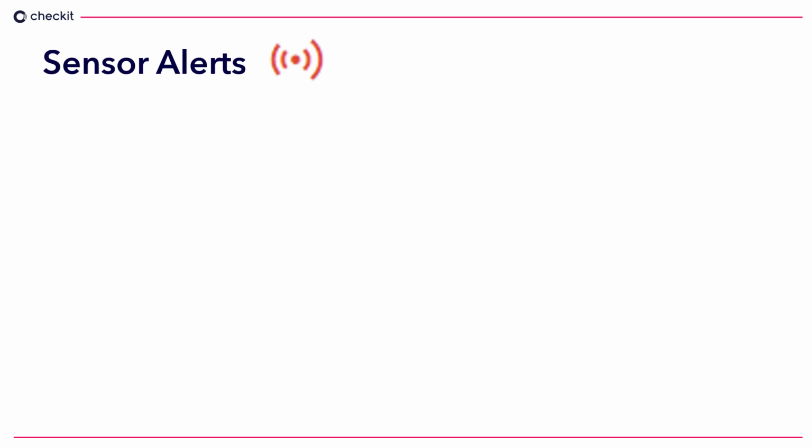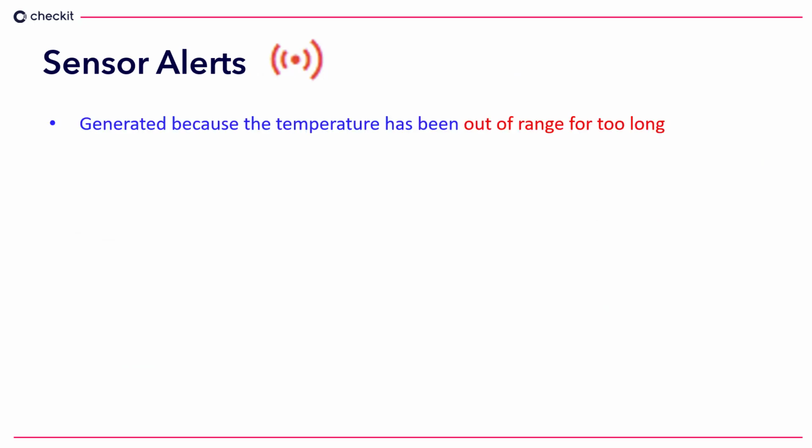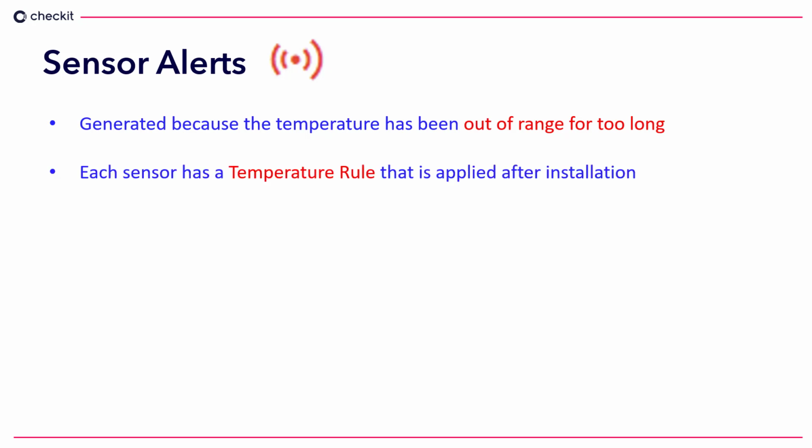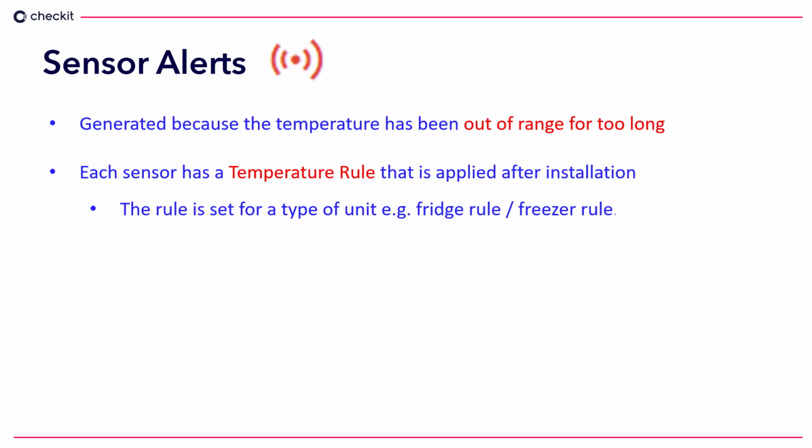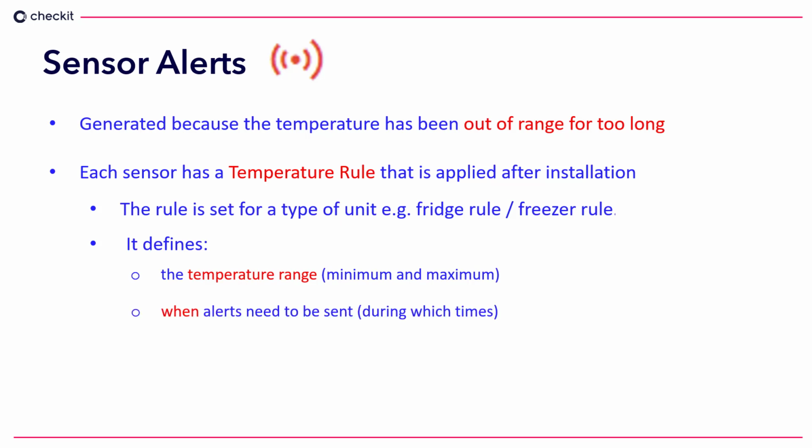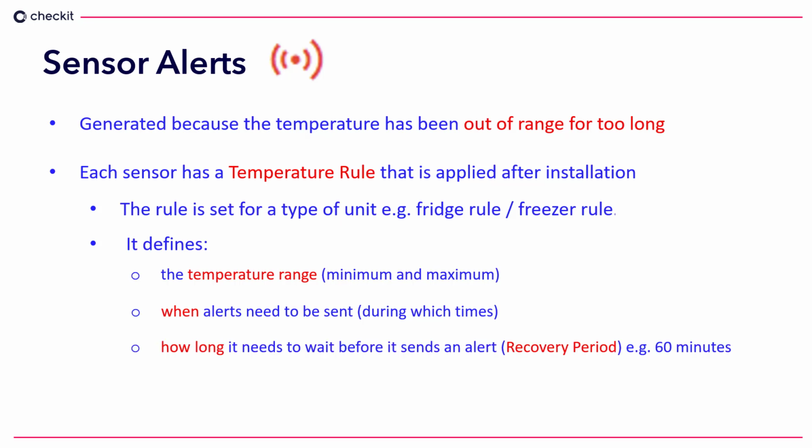Sensor alerts are generated because the temperature of a unit has been out of range for too long. That range and that length of time is defined by a temperature rule, and that rule is applied to each sensor after installation. The rule is set for a specific type of unit, so you might have, for example, a fridge rule and a freezer rule. The rule itself defines what the temperature range is supposed to be, when it should send alerts, so between which times, and how long it should wait before it sends an alert.